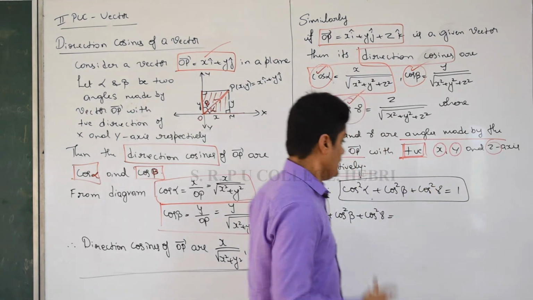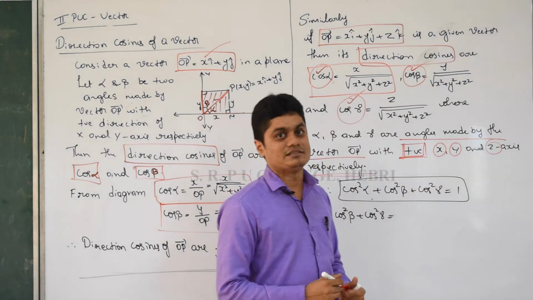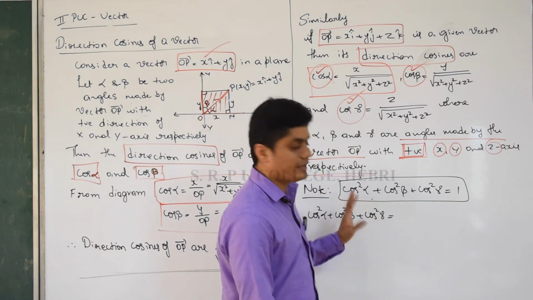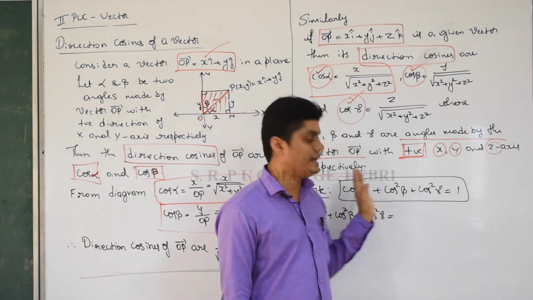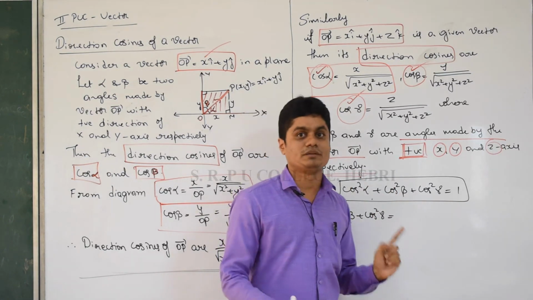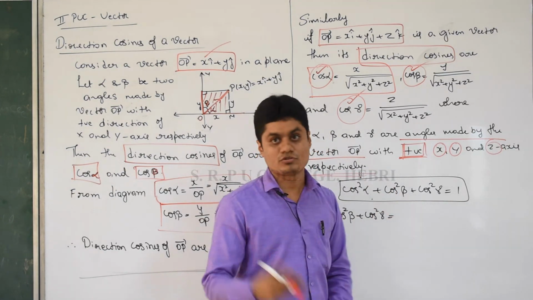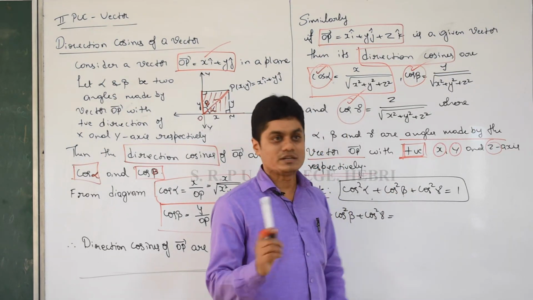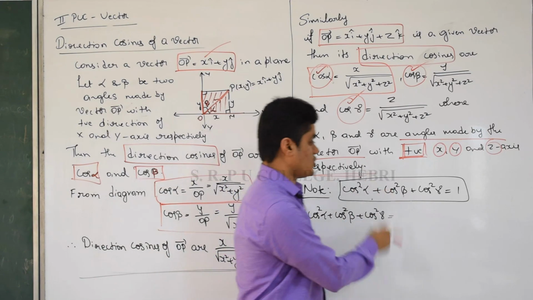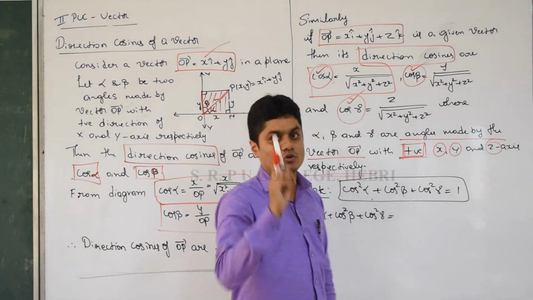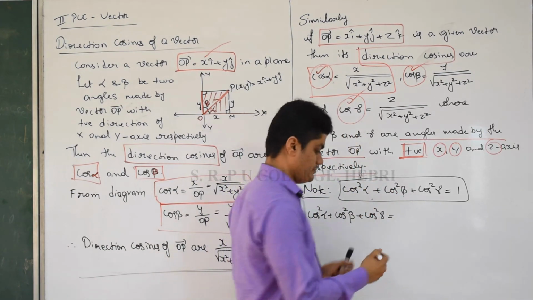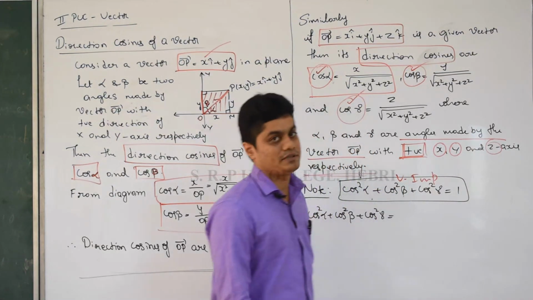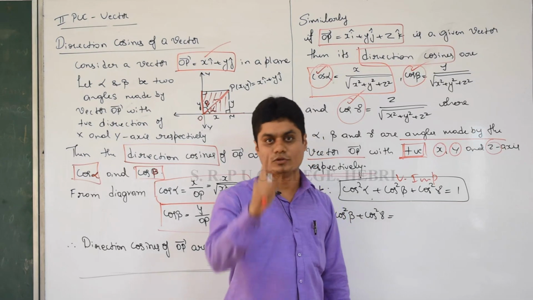Now observe one very important result or information. You can consider this as information or a result, but it is very useful for entrance exams, and it is very useful for the board exam too. When out of 3 direction cosines, 2 are given, the third one you can find out easily using this. What is that result? Cos square alpha plus cos square beta plus cos square gamma equal to 1. Remember this very important result: cos square alpha plus cos square beta plus cos square gamma equal to 1.